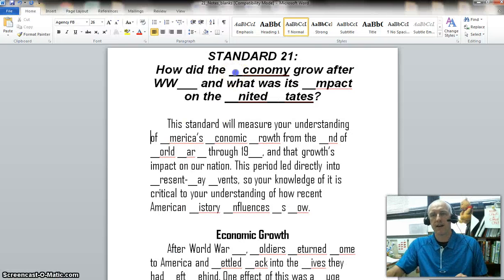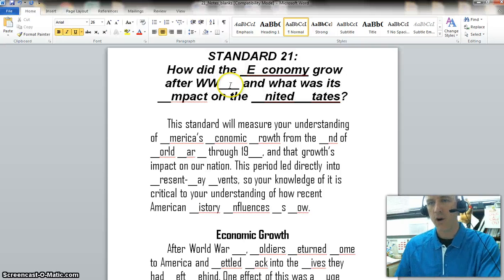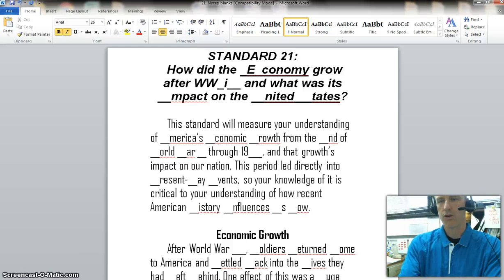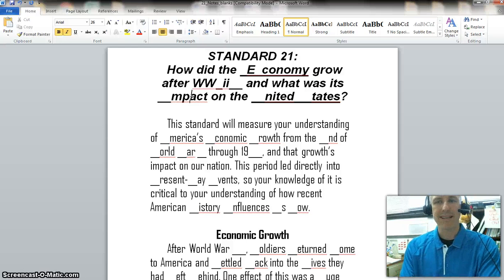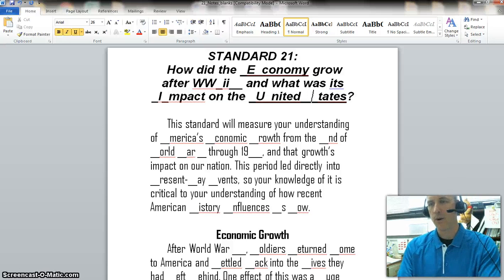Let's go fast, get it done. So, it's US21. How did the economy grow after World War II? And what was its impact on us? That's right, us, meaning the USA.